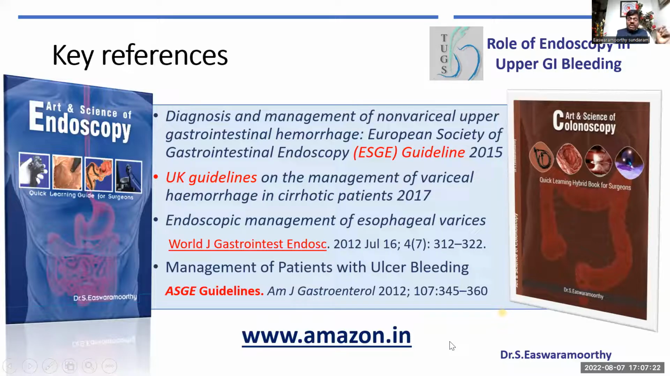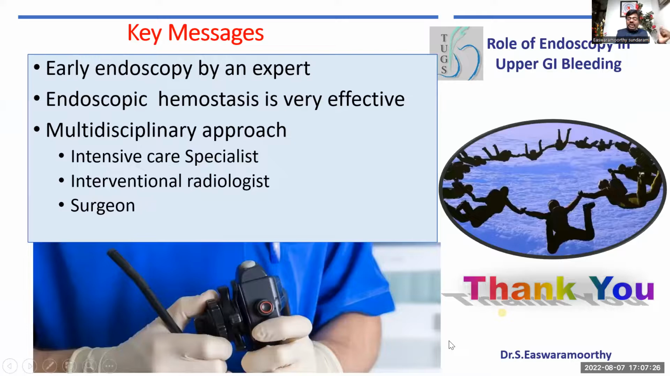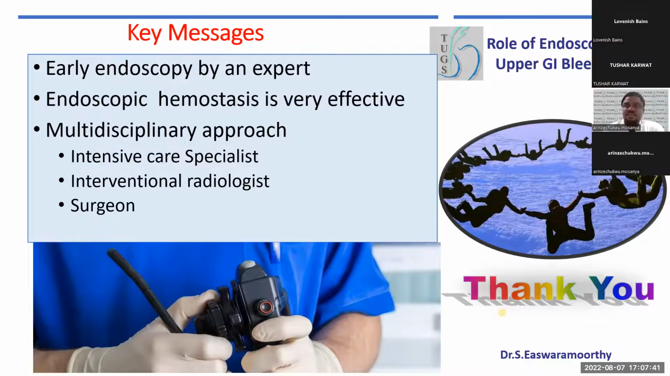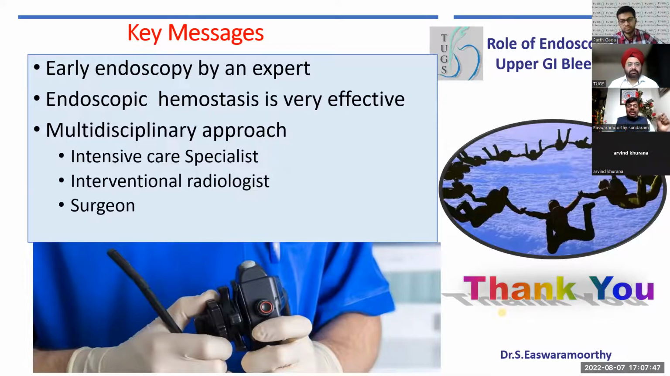I hope you got some clue about managing these types of patients. I'm waiting for your feedback. As I said, early endoscopy by an expert is much better because a beginner may lose sight of the bleeding because of a missing lesion or a mysterious lesion in 20% of cases. Endoscopic hemostasis in my hand is effective in 80 to 90% of situations. A multidisciplinary approach is the order of the day. Thank you.